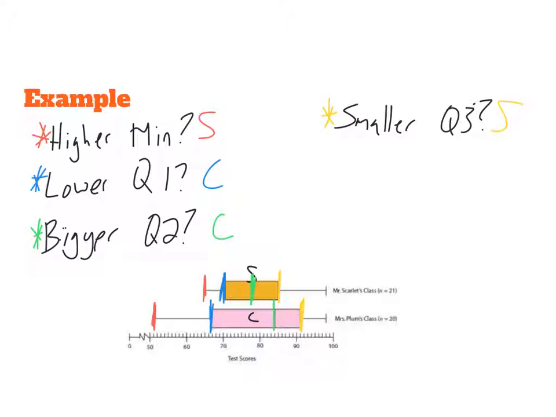So again, when we're comparing the two, if they're giving you words like higher, bigger, or anything like that where it means more, we're looking for which one's farther to the right. If you're given smaller, lower, or anything that means less, we're looking for ones to the left. Okay, so bigger means right, smaller means left.